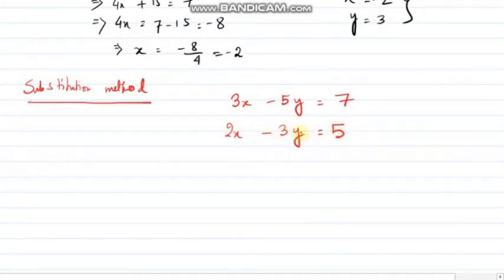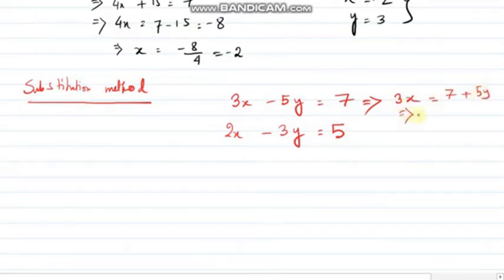So what I am going to do, from any equation, previously we had found the value of one variable in terms of another variable for both the equations. Now from the first equation, we can also choose the second equation, we can also choose the other variable also. From the first equation, can we write 3x equals 7 plus 5y?